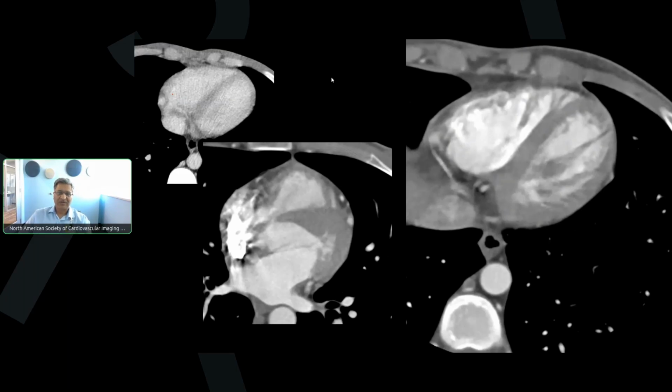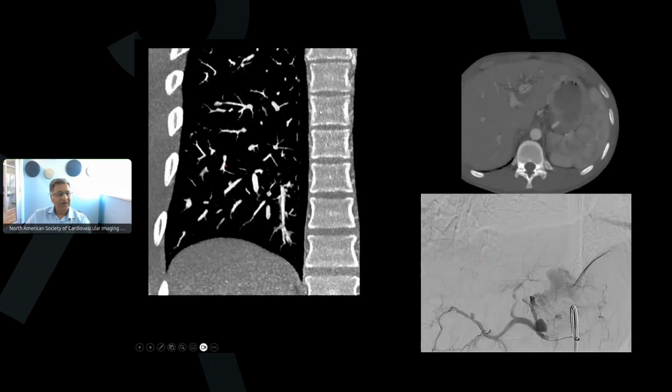So of course, chest and abdominal CTA was obtained. And what you can see over here are these pulmonary arteries, small aneurysms of the pulmonary artery. In the abdomen, we can see this aneurysm of the hepatic artery. Again, we can see this on the selected catheter angiography. And there was also a left gastric artery aneurysm over here.